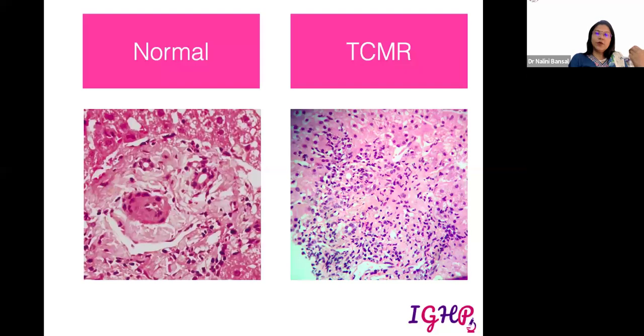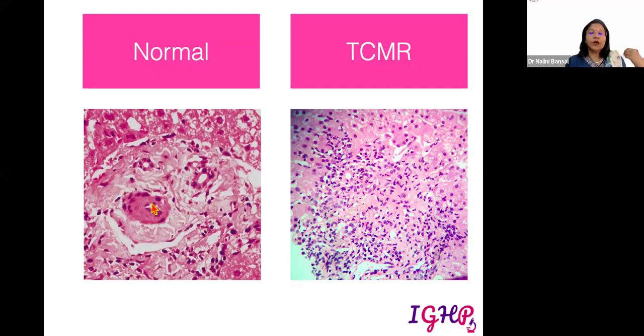So now let's go back and look at the normal portal tract and how you are going to differentiate it from a rejection infiltrate. This is a normal portal tract. As I said, you could see occasional lymphocytes, 1 or 2, here and there. Per high-power field, you generally see not more than 4 to 5 lymphocytes in the normal portal tract. There could be some sprinkling of inflammatory cells, but they are generally lymphocytes. You fail to see a component of mixed inflammation as we see for T-cell mediated rejection.